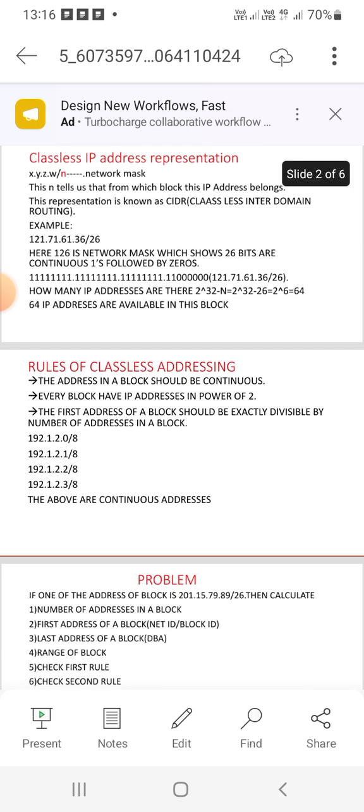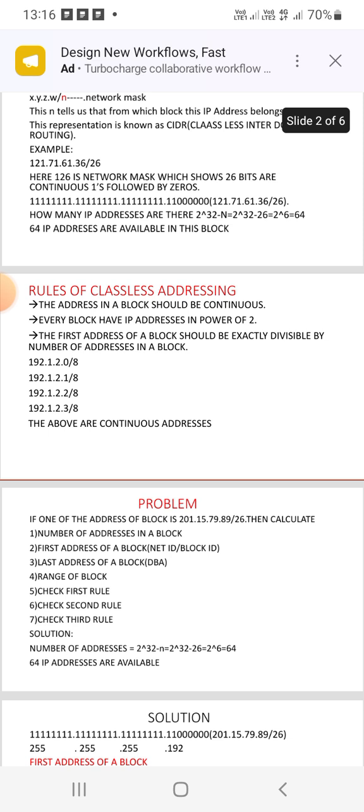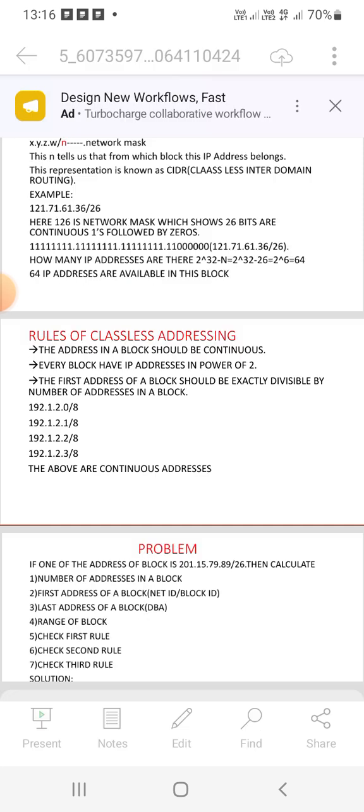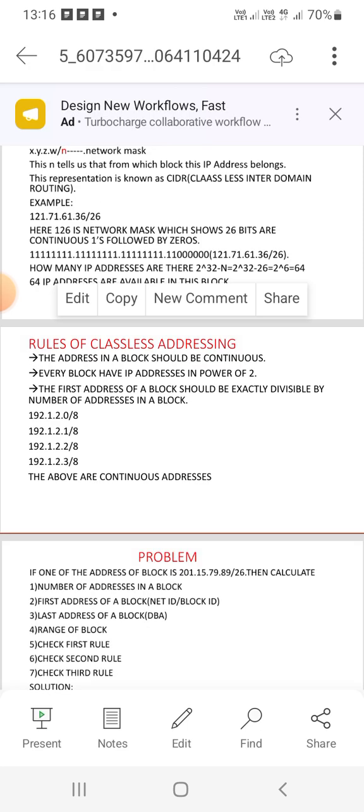What are the rules of classless addressing? The addresses in a block should be continuous. Every block should have a number of IP addresses that is a power of 2. The first address of a block should be exactly divisible by the number of addresses in the block.